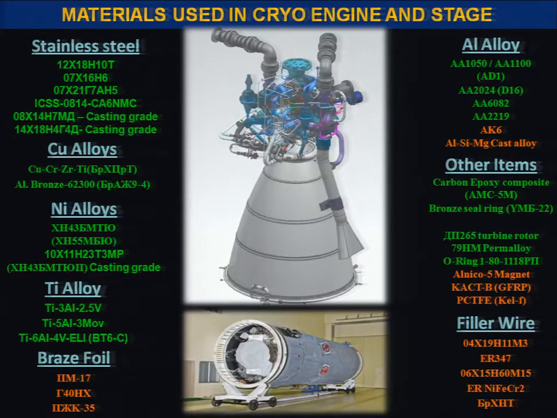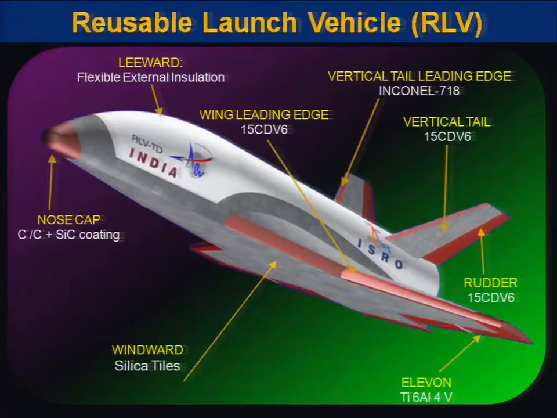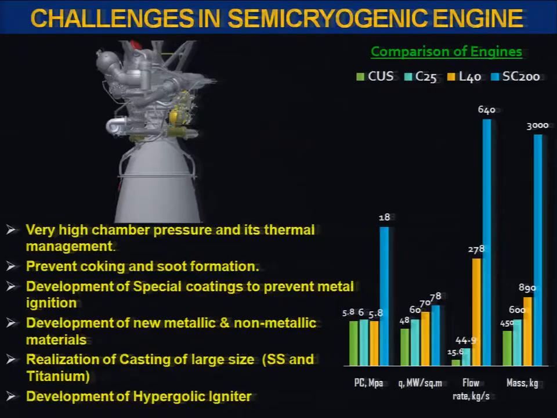Similarly, for materials used in the cryo engine and stages, you have a large number of different materials: stainless steel, copper alloys, nickel alloys, titanium alloys. Then we are also using aluminum alloys, and many of the items, including the filler wires that are needed. And many of these are being done indigenously. And in the reusable launch vehicle, again, you have flexible external insulation, then the nose cap, which is carbon-carbon silicon carbide coated, and the various composite materials required for this, including Inconel.